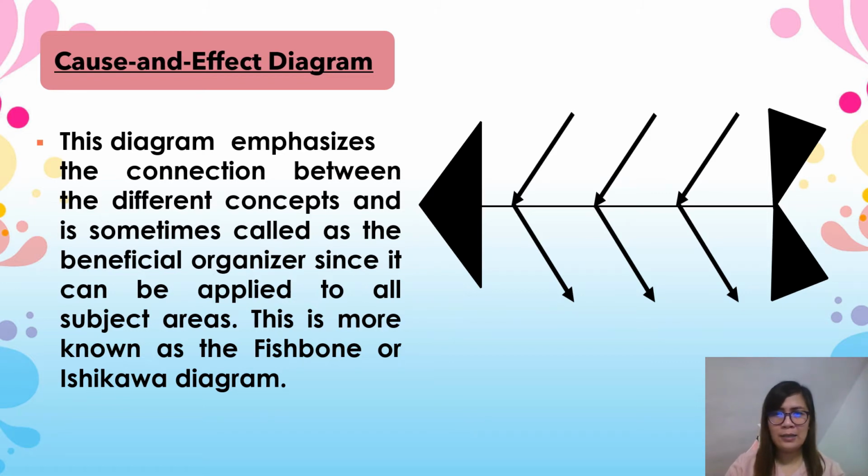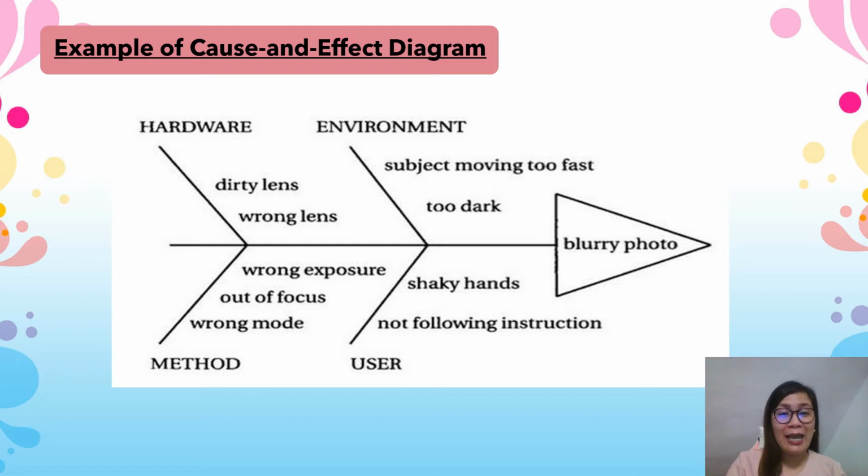So how do we use this? I will look at the example of a cause and effect diagram. In here, as you can see, the head of the fish is the effect, and the effect is the blurry photo. Now, on the bones, you will see the possible causes of the effect, which is blurry photo: the hardware, the environment, method, and user. It also contains the possible reasons on, for example, hardware. If the hardware is the cause, it may be because of dirty lens or wrong lens.